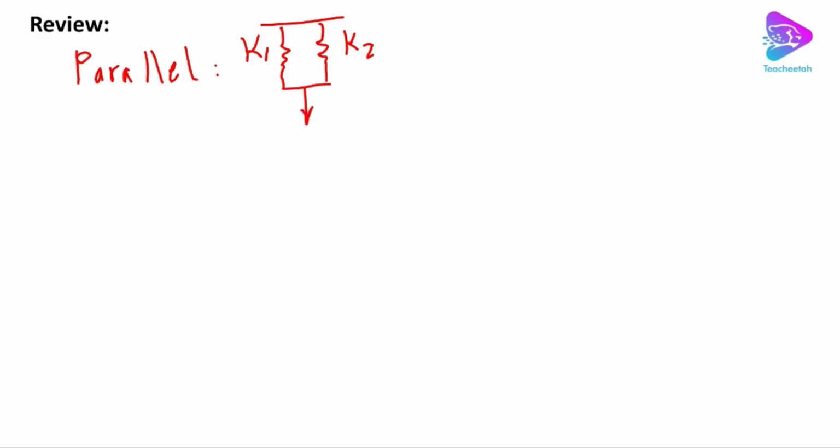Okay, so as a review, I want to show you different methods that we can quickly use for finding the equivalent spring constant of a system. The first method is when we have a parallel or series connection of springs. For example, if we have a parallel connection, like one spring and the other spring, say K1 and K2, and they are connected together and a force is applied to them, then the equivalent stiffness or spring constant would be the summation of them. So K EQ equals K1 plus K2.